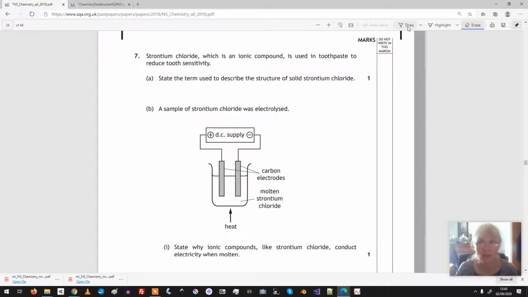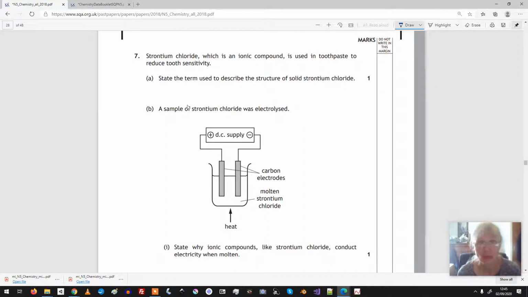Hi there. Question 7. Strontium chloride, which is an ionic compound, is used in toothpaste to reduce sensitivity. State the term used to describe the structure of strontium chloride. Well, there are 4 structure things that you have to remember, and they are ionic lattice, covalent network, metallic bonding, and covalent molecules.